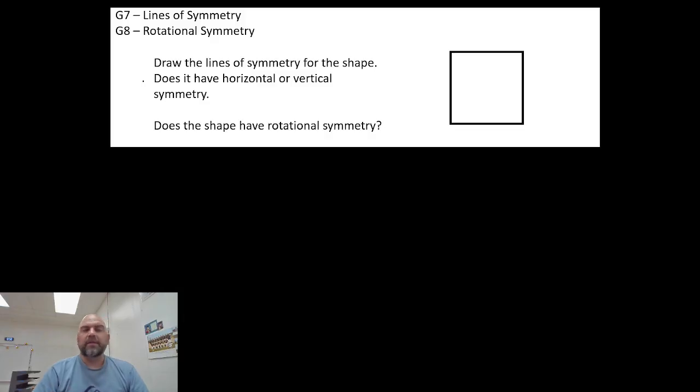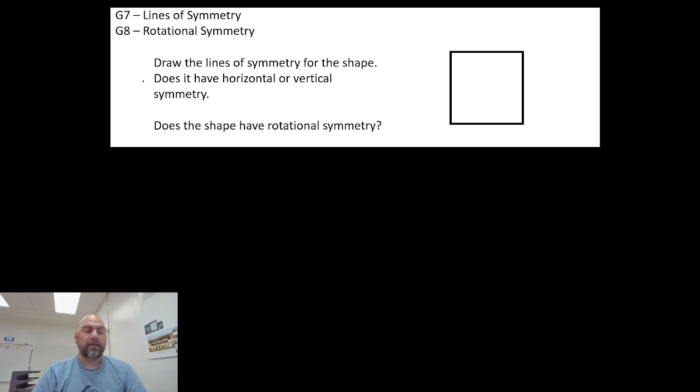Now, when we're going through these, we're going to be looking at a number of different shapes, and some different pictures, and trying to figure out, do they have rotational or do they have line symmetry, and what is the value of that? So let's start with the first one here, and that is a general square. Let's draw the lines of symmetry for the shape. Does it have horizontal or vertical symmetry? And on the second side, does it have rotational symmetry? Now gladly pause the video here and try it yourself, see if you can get the answer, and then start it back up and I'll go through the answer with you.